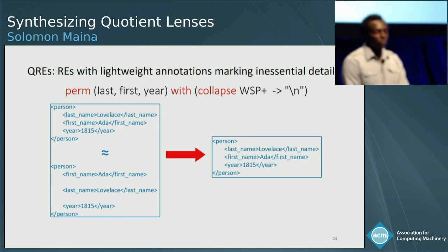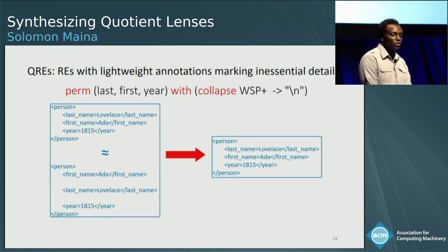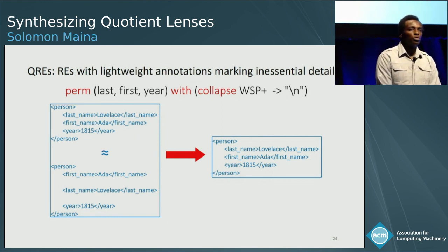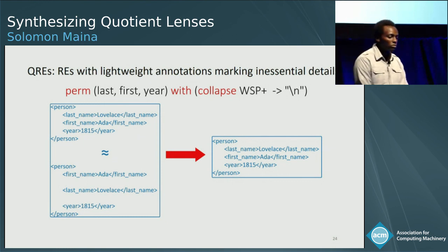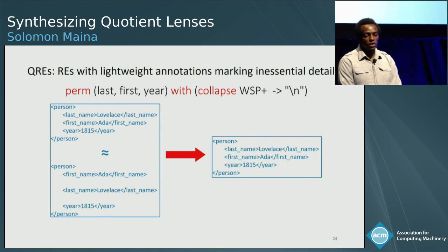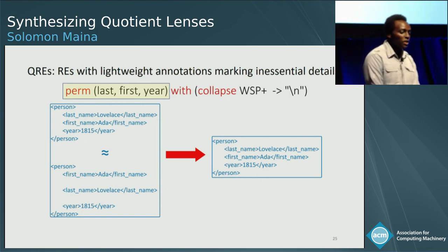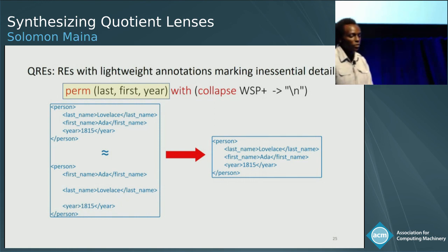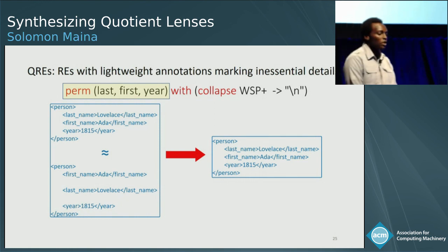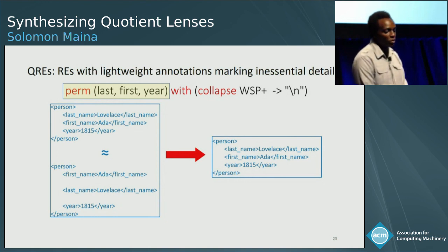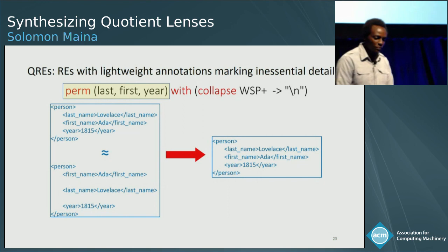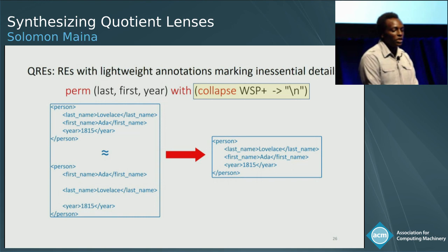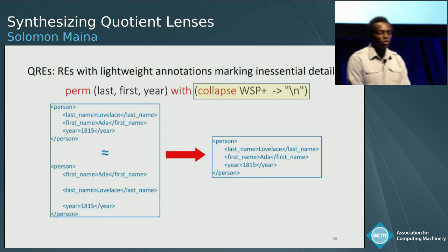So if we go back to the XML equivalence relation which I just described, this is the QRE that we would use to specify this equivalence relation. So there were two equivalences that I described. The first was permuting or ignoring the order of fields. And the way that we do that with QREs is we just have this combinator called perm, for permute, that just says ignore the order of fields. And then for the white space, we just say collapse arbitrary occurrences of white space to a single newline character.